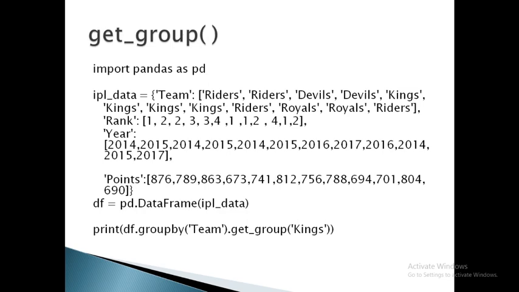Suppose we want to see a particular value and get its group and display it. Using the same example, we will write df.groupby('team'), where team is the grouping column, and then .get_group('Kings'). It means we want to see which group Kings lies in. It will list the group created for the passed value.